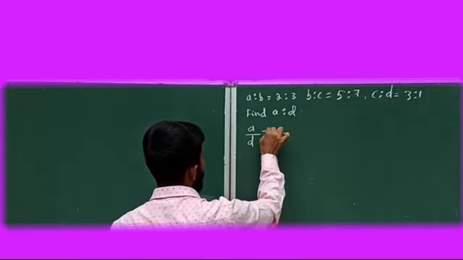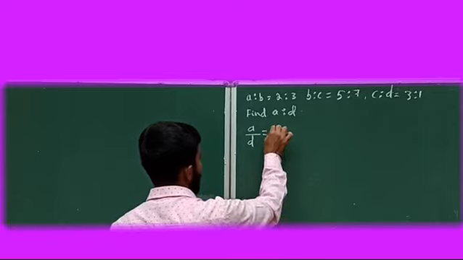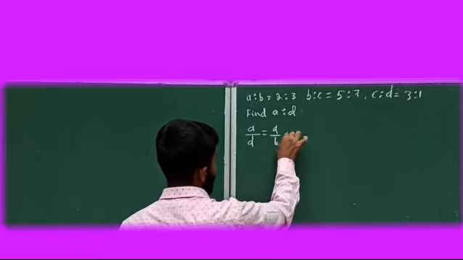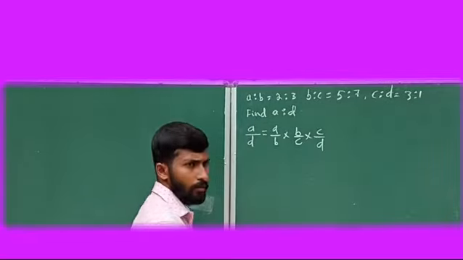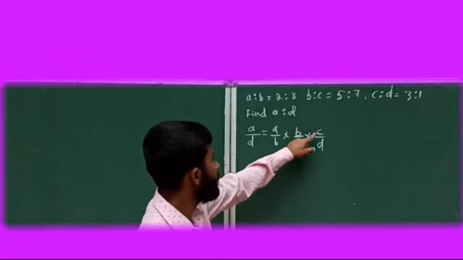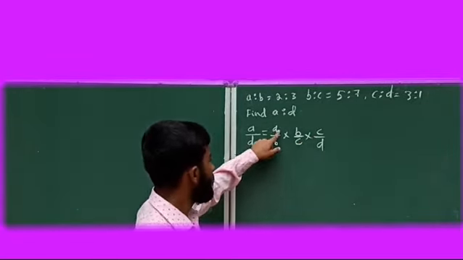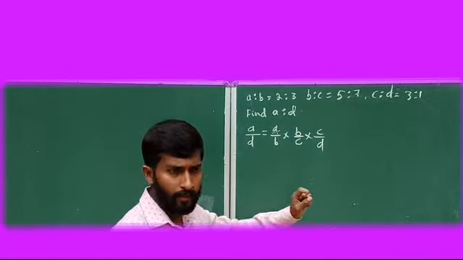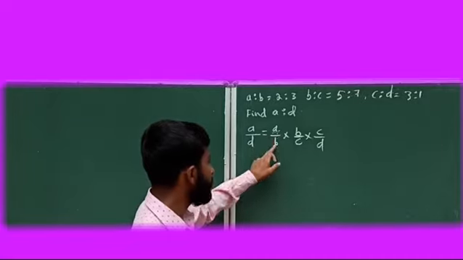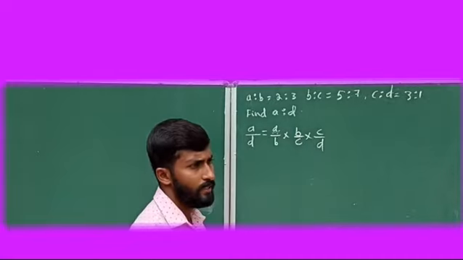A by D is equal to, I am writing it as A by B into B by C into C by D. Now observe, B gets cancelled, C gets cancelled. So what you will get? A by D only, right? So if the question is A by D, write A by D as A by B into B by C into C by D.